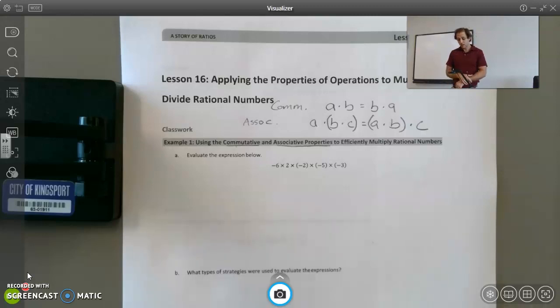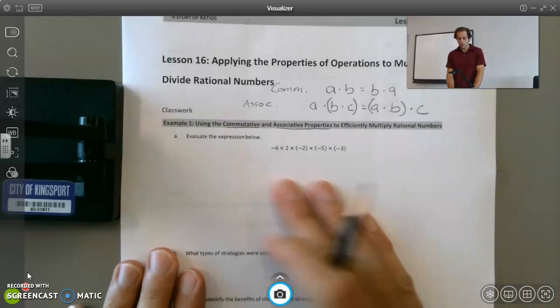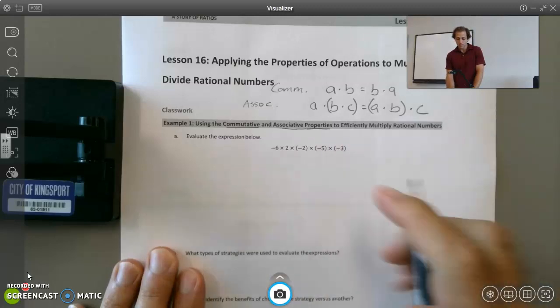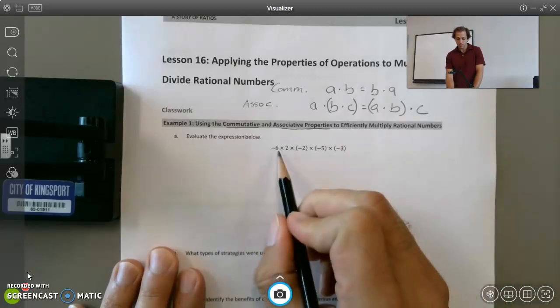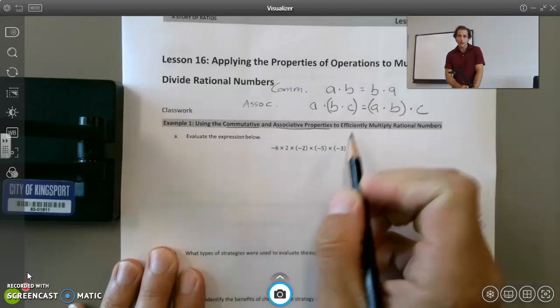So let's look at this example. The first thing I would pay close attention to is the number of positive and negative numbers. The number of positive numbers is insignificant, but the number of negatives matters. I have a negative, a negative, a negative, and a negative. And I would like to think about that.